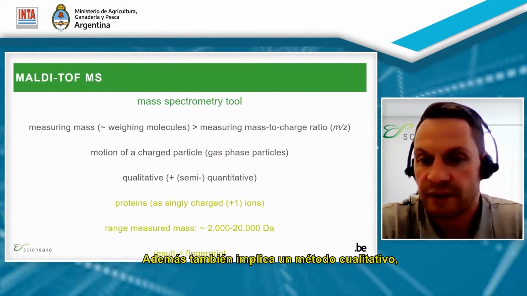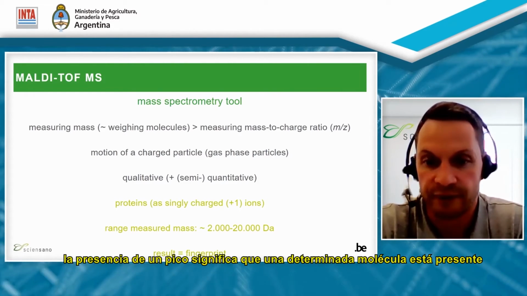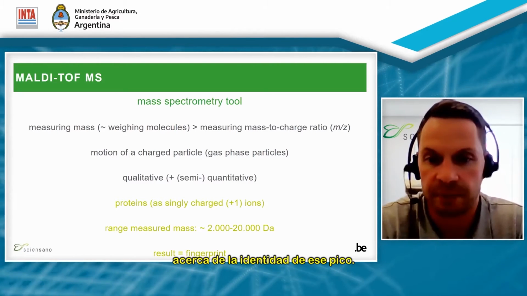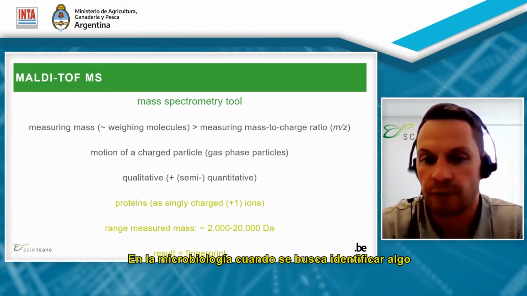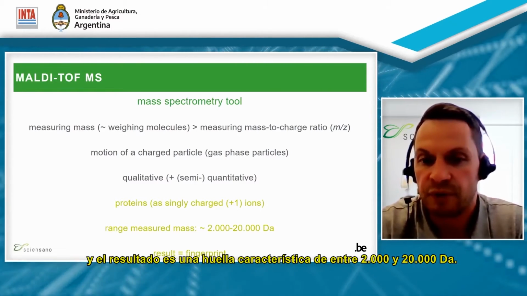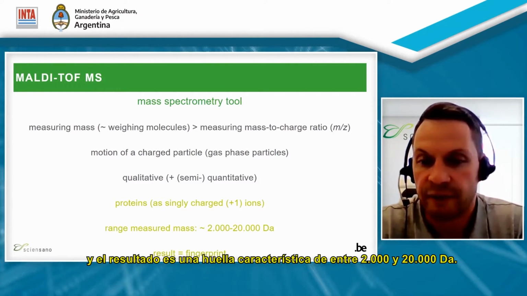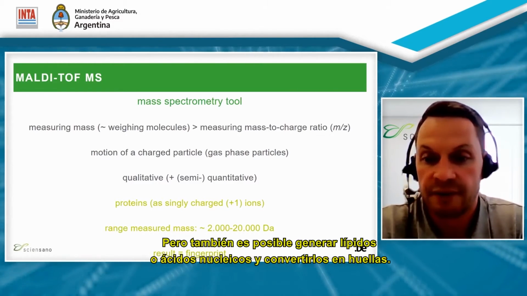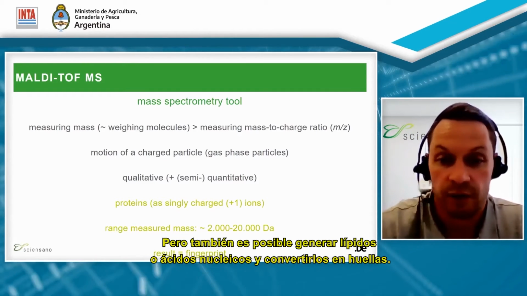It is also a qualitative method. The presence of a peak means that a certain molecule is present, and sometimes the mass can provide info on the identity of the peak. In microbiology, for identification purposes in general, we will be measuring proteins, and we will be measuring between 2,000 and 20,000 Dalton. The result is a characteristic fingerprint, but it is also possible to generate lipids or nucleic acids and turn these into fingerprints.